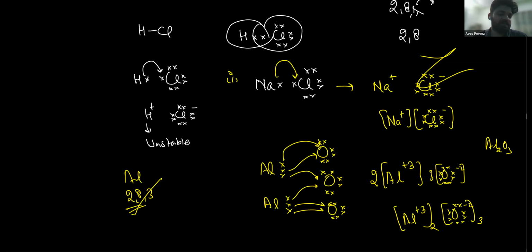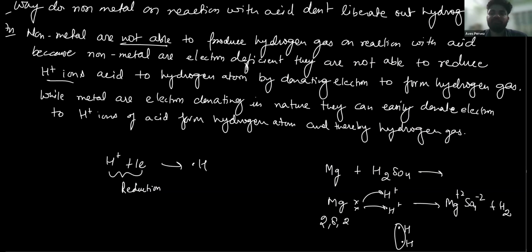If the question arises why non-metals do not react with acid to liberate hydrogen gas: non-metals are not able to produce hydrogen gas on reaction with acid because they are electron deficient. They are not electron rich. For example, sulfur has configuration 2, 8, 6. They have electrons, but they are not able to donate them. If any element has 6 valence electrons, it will not donate; it will accept 2 electrons. That's why non-metals are called electron deficient, and they cannot reduce H plus ions of acids to hydrogen atoms.